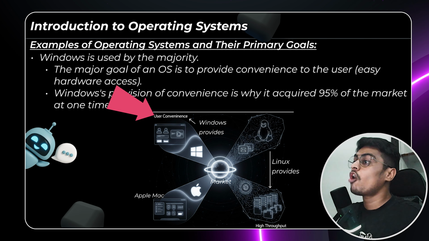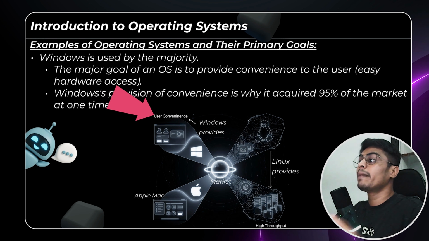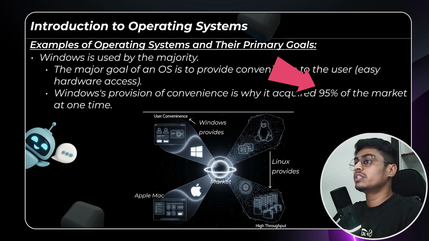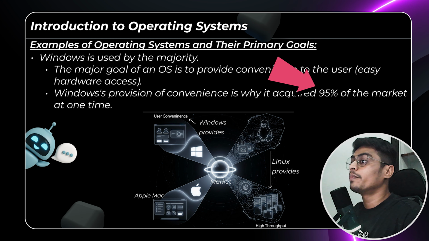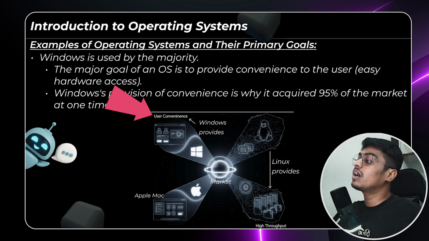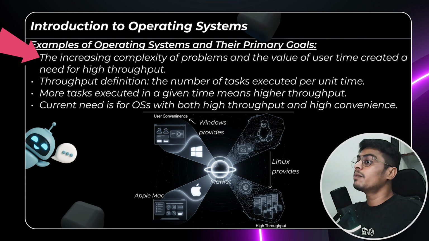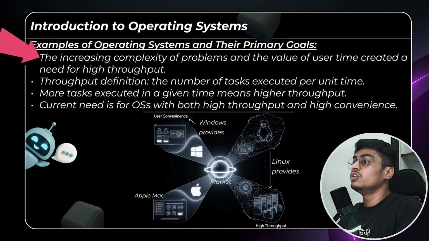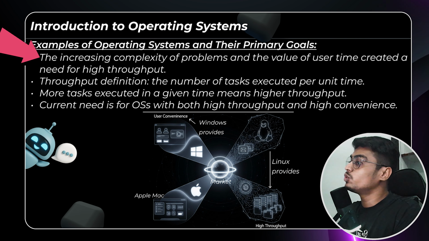That is the functionality of operating system, and this is the reason why Windows acquired the whole market for many years. There was a time when Windows acquired 95% of the market. The whole market was acquired by Microsoft. They had this much popularity because the major goal is convenience, and Windows provides convenience the most. Why are we using Windows? Basically because of convenience, but gradually with time the problems that we were solving in our system started to get complex, and the value of time is increasing so much for the user that the user wants their problem to be executed very fast.